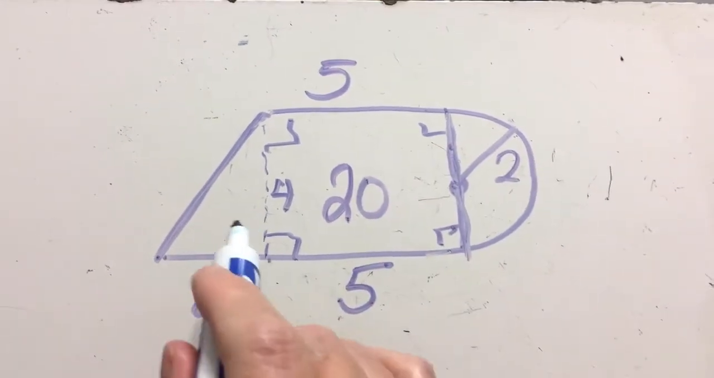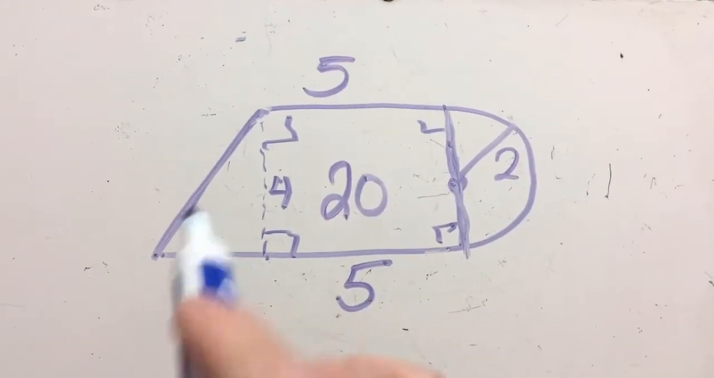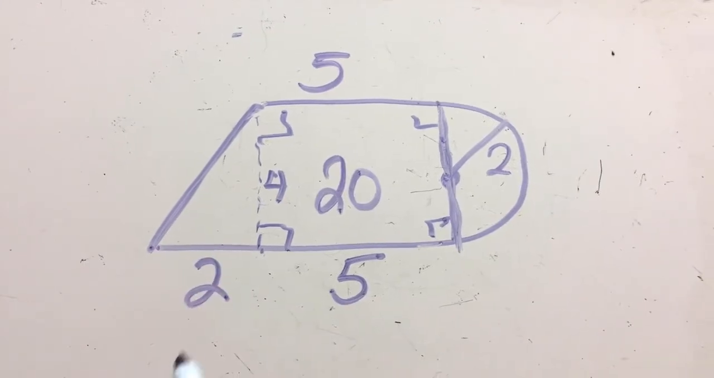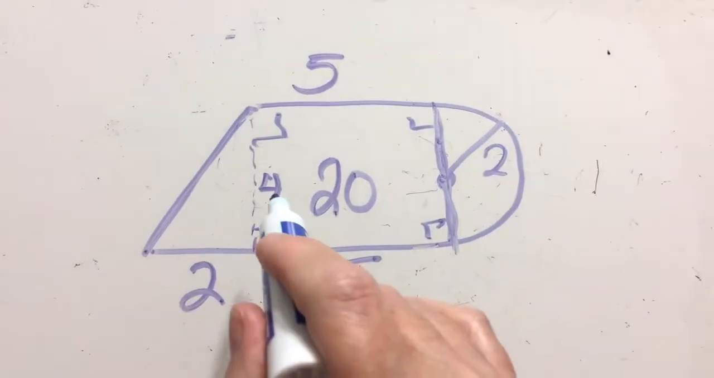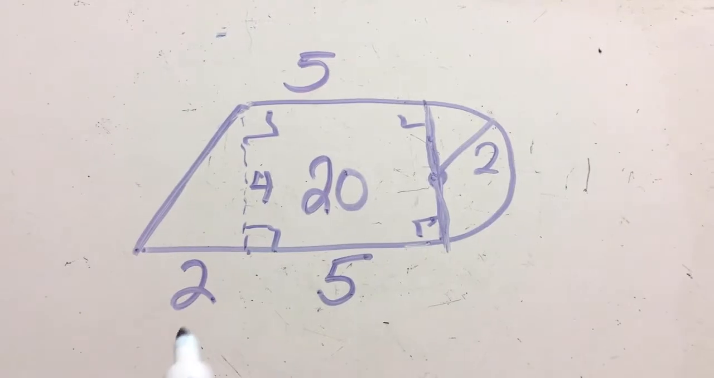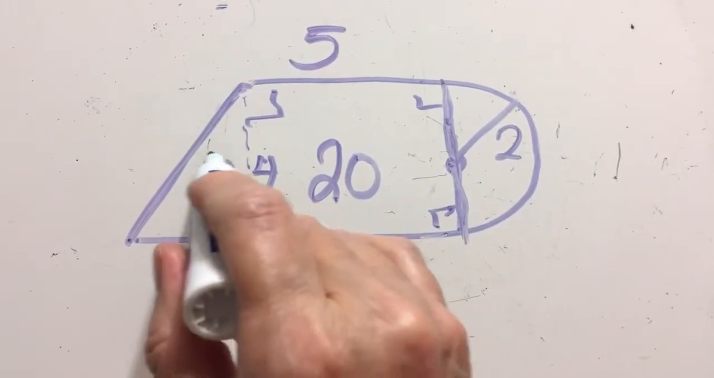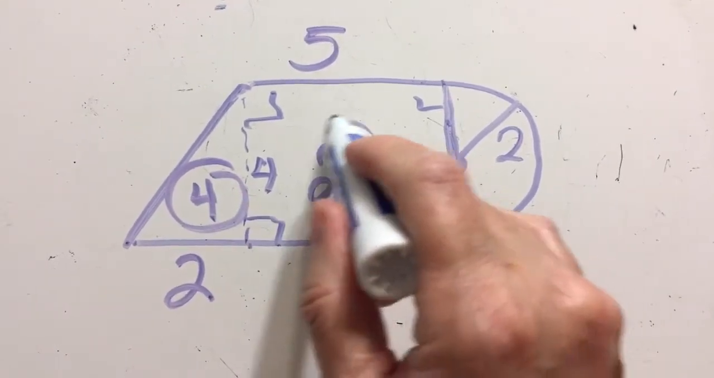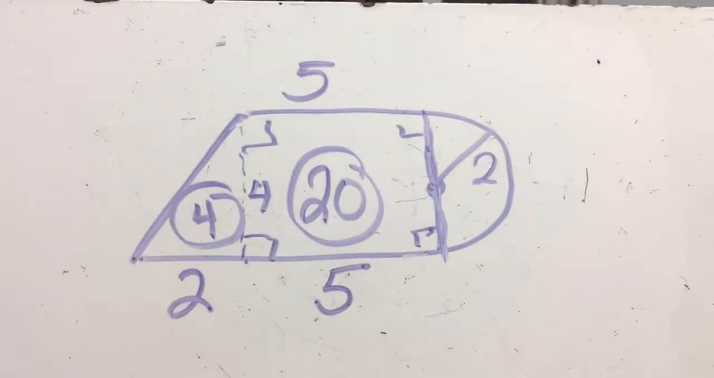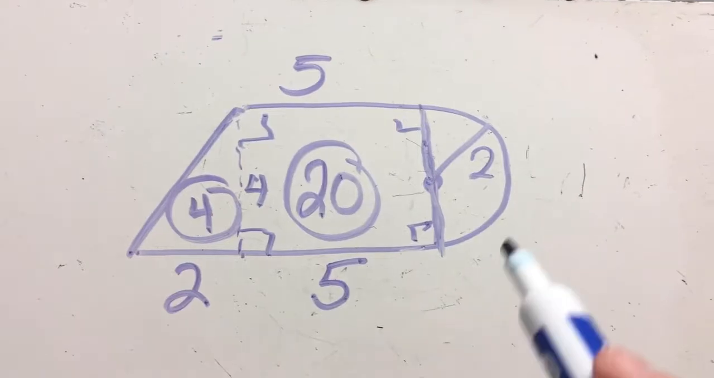Then we look at our triangle, and our triangle is 1/2 base times height. Base is 2, height is 4, 1/2 of 8 is 4. So this area in here is 4. So we have 4 and a 20, and these are all square units, which I'll get to at the end.